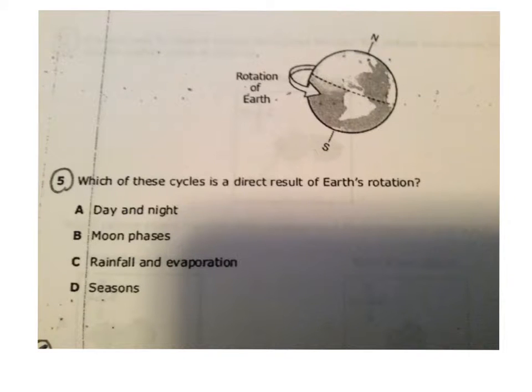Number 5. Which of these cycles is a direct result of Earth's rotation? A. Day and night. B. Moon phases. C. Rainfall and evaporation. Or D. Seasons. Number 6. On which side of a house in Texas should a window be placed so that the people inside the house can see the sun rise each day through the window? F. North, G. South, H. East, J. West.